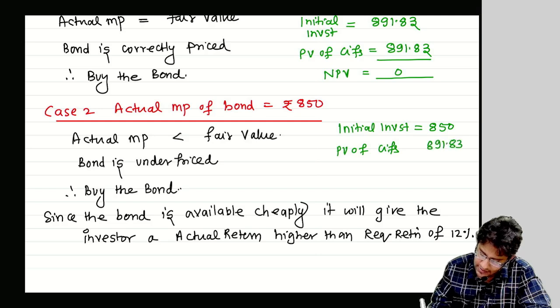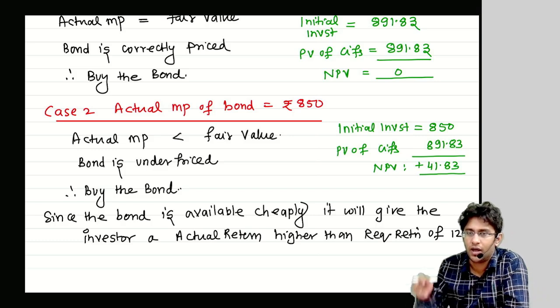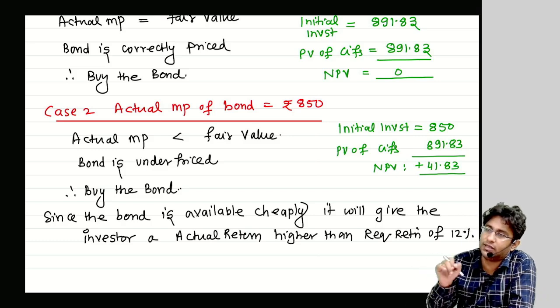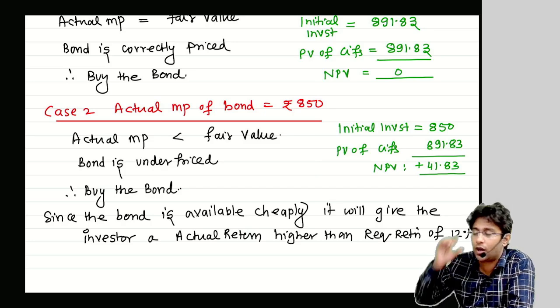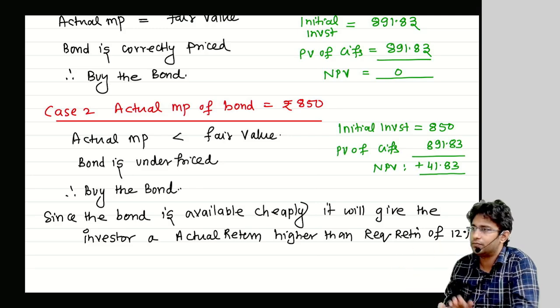891.83. This time your NPV is 41.83 positive. NPV positive, accept or reject? Accept. Why? If you accept a positive NPV, what does it indicate? You are earning a return higher than your required return. That's exactly what I wrote.